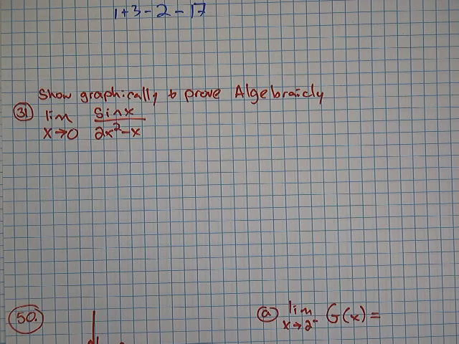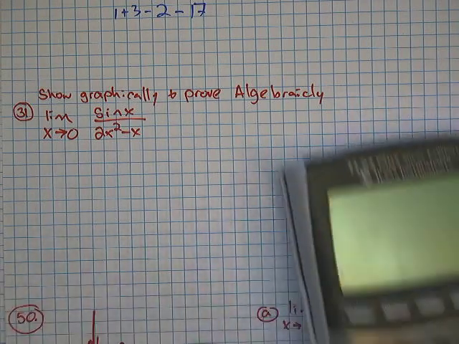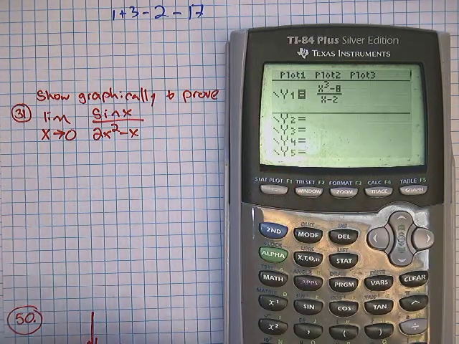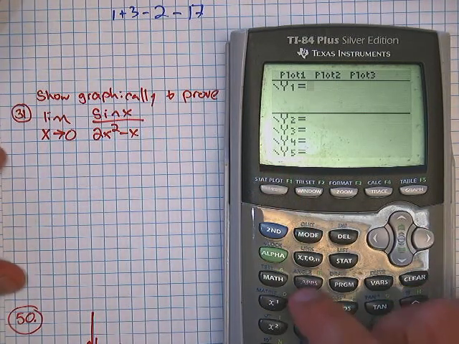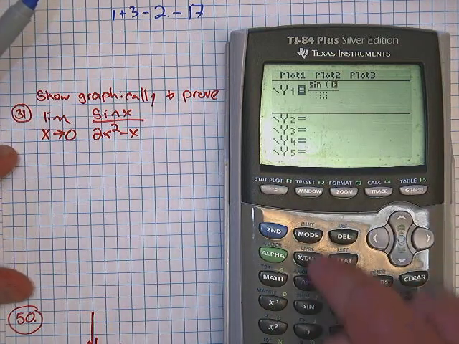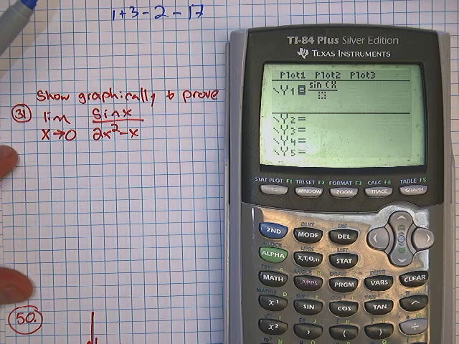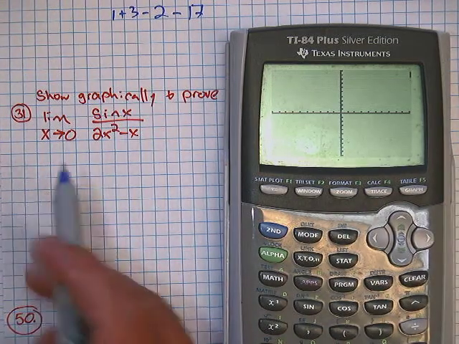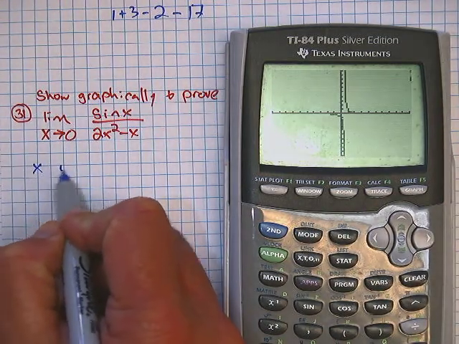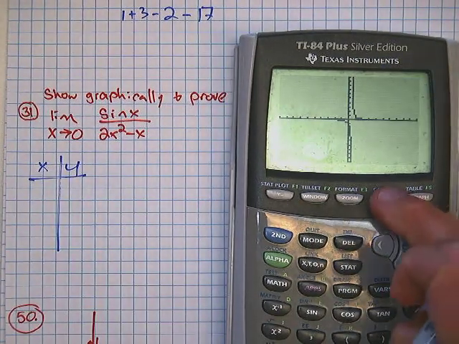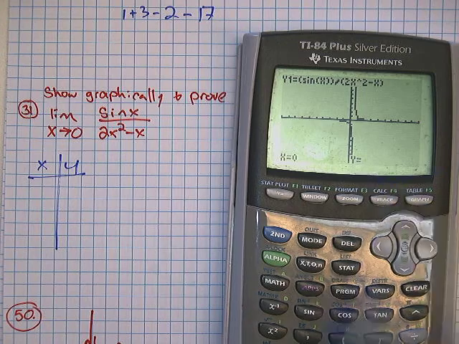Now we're going to show graphically and prove it algebraically. So what we need is our calculator. The first thing we're going to do is plug in our equation, clear this out. Remember, alpha y equals gets us a fraction. On the top, we're going to put sine of x. On the bottom, we're going to do 2x squared minus x. We graph this. What we want to do is plug in points really close to 0 on either side.